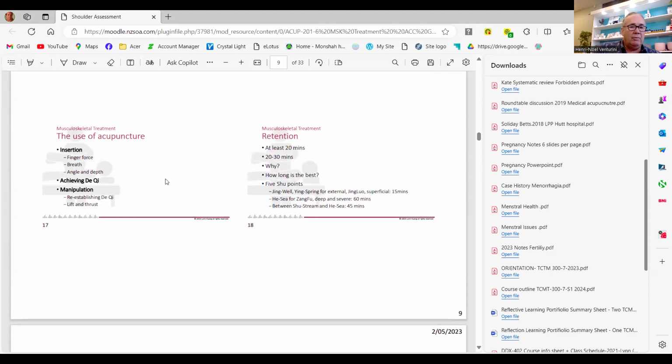Finger force, breath, angle and depth. So the breath, there are two different ways of looking at the breath. If a client is in repletion, you get them to breathe in, and just before they breathe out, you put the needle in. If the client's in depletion, as the client breathes out completely, and just before they breathe in, you put the needle in. I would suggest that to make it simple, always put the needle in at the end of the out-breath. You'll find your client is most relaxed in that position and may not feel any pain.